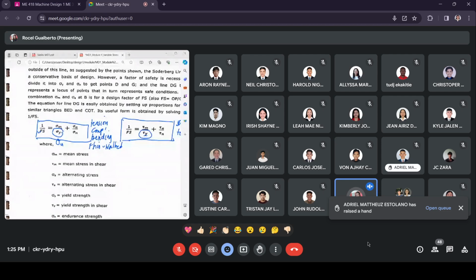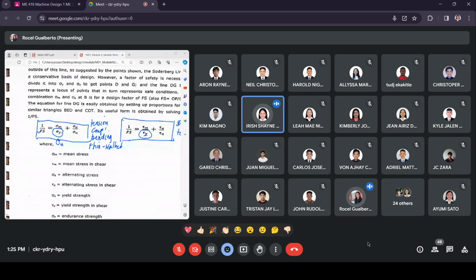Miss Irish. Miss Irish. What is the integral of cosecant? Miss Irish. None. Yes po, ma'am. It's here already. Oh, what is tau y? Tau y is 0.6 times our yield strength. So, tau y would be equal to 0.6 of sigma y. Okay? So that is our tau y.